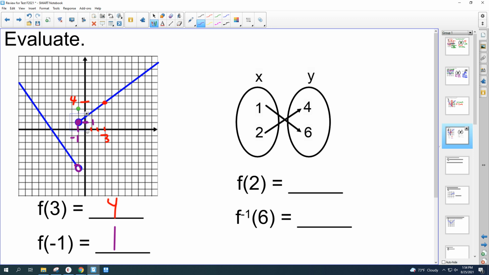Over here, a mapping, that's easy. F of 2 gives me 4. But the inverse, remember the inverse, you switch, you go backwards. F inverse of 6 gives me 1.